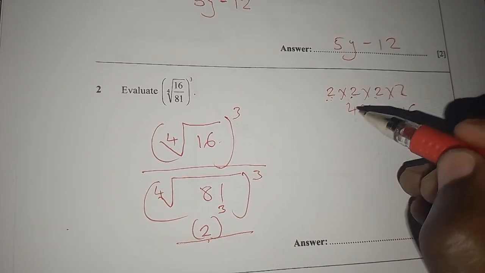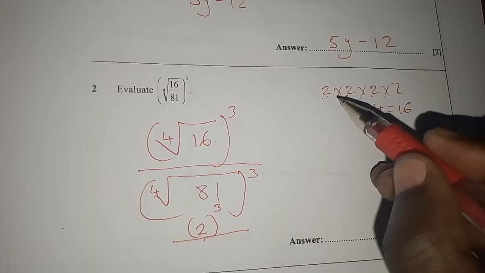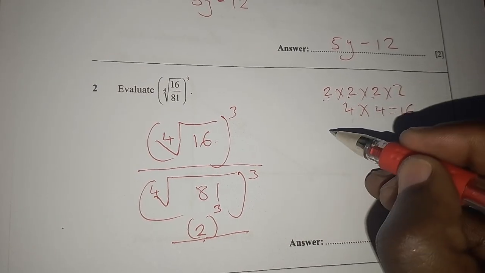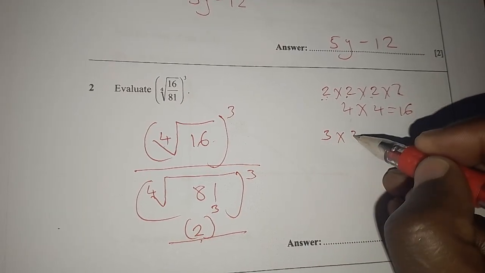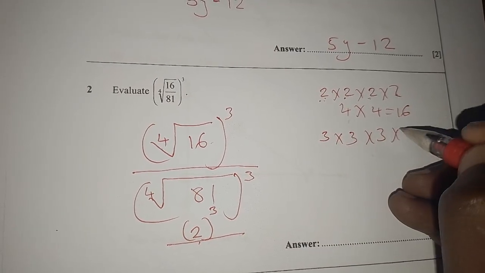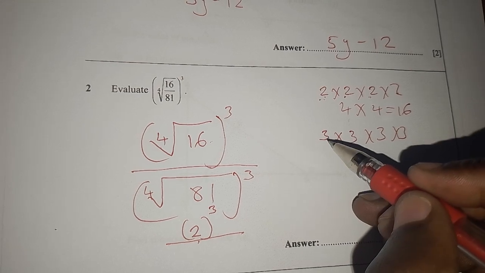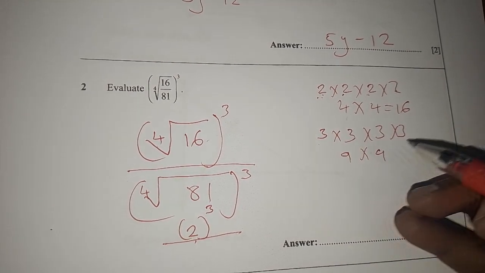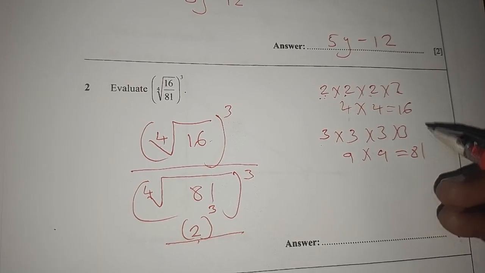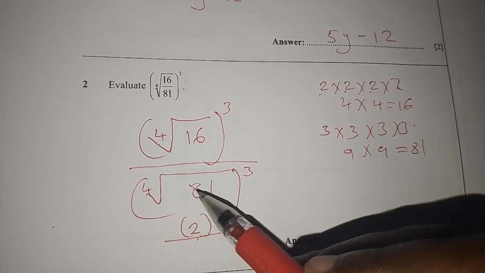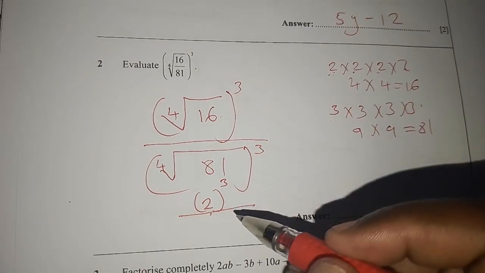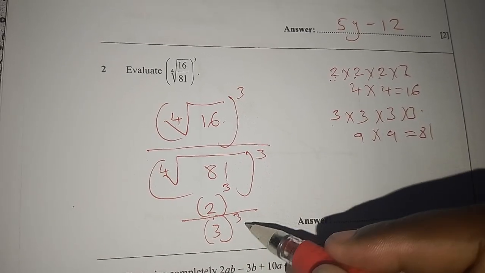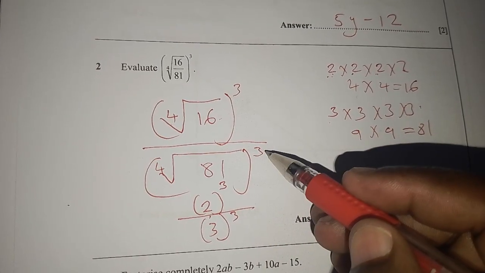So let's try. Since we know that when we multiply 2 four times we get 16, we are going to try with 3. So 3 times 3 times 3 times 3. Am I going to get 81? Let's check. 3 times 3 is 9. Again, 3 times 3 is 9. 9 times 9 is 81. Meaning 3 is the fourth root of 81. So we are going to put 3, but this 3 should be affected by a power of 3. You see here there is a power of 3.